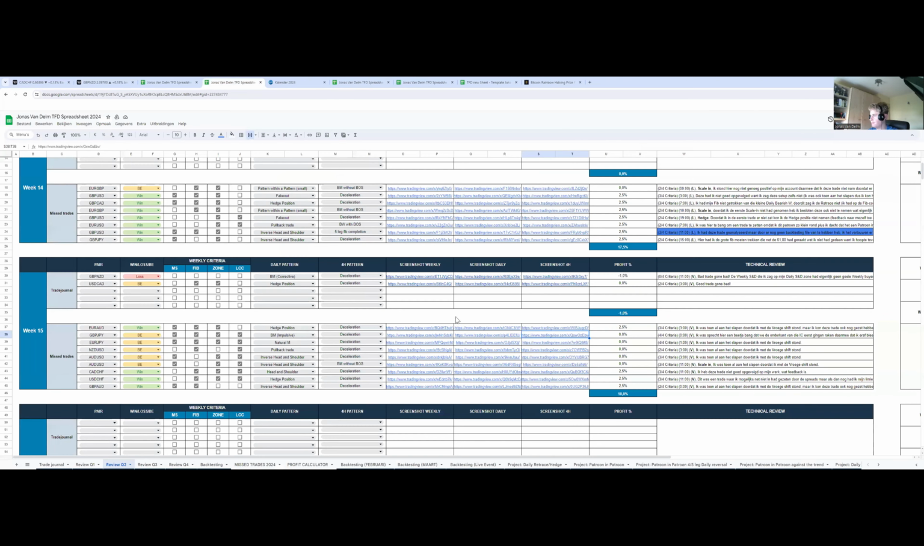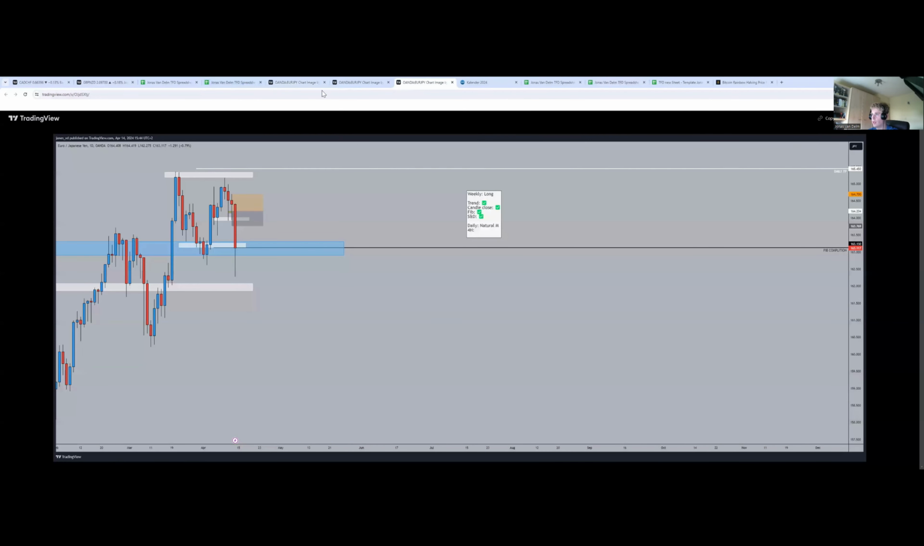So then the next one, Euro GPY on the daily, weekly, and 4 hour. So on the daily, this trade was a natural M. We had here the same highs. We could see here the same lows, which is nice. We are also still in that bullish trend.